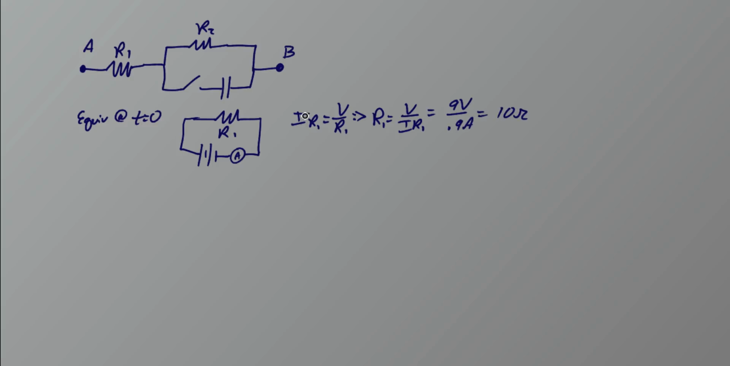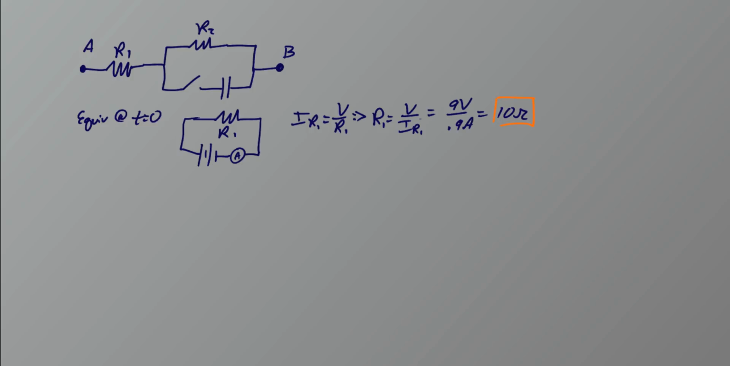Just be careful. I said that quickly. I R1 isn't I times R1. What I'm writing here is the current through R1. So that's the current reading through your ammeter. I R1, I can make that a little clearer here too. I subscript R1, if that's a little easier to see. Just using Ohm's law, R equals V over I. Therefore, R1 equals 10 ohms.